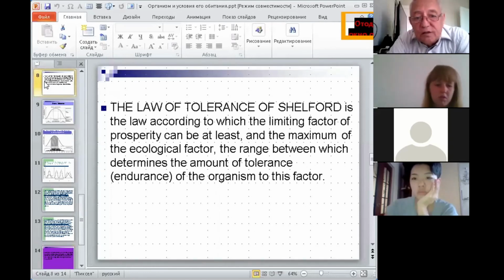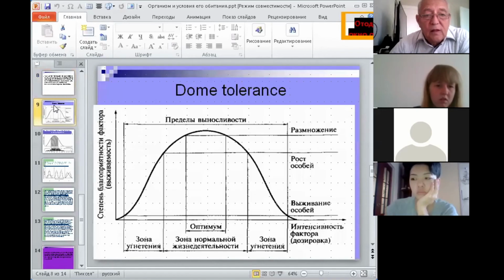The law of tolerance of Shelford is the law according to which the limiting factor of prosperity can be at least or at the maximum of the ecological factor, the range between which determines the amount of tolerance, the endurance of the organism to this factor. On the slide, you see the dome of tolerance.